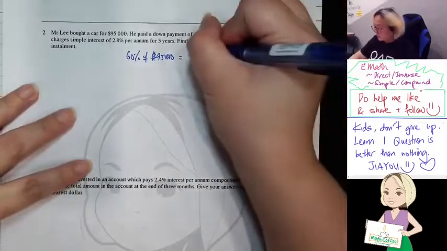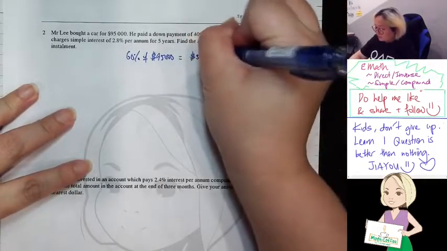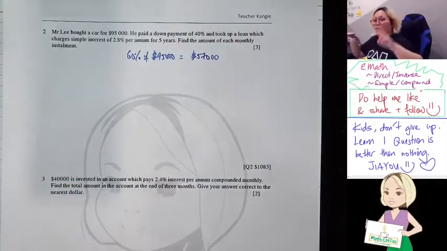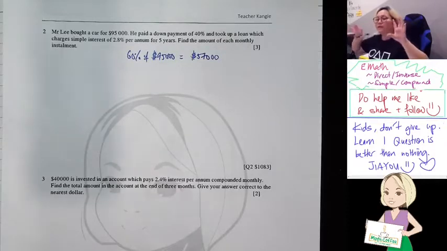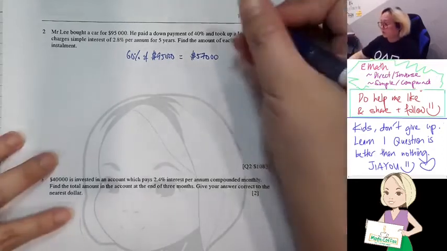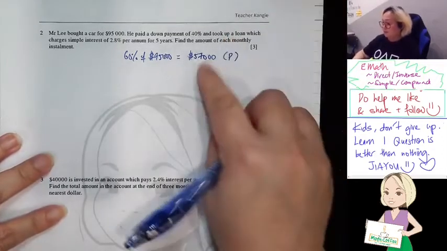That will give us 57,000. So this 57,000 is what he wants to borrow. This is the amount they base on to calculate the interest, so this becomes the principal amount. Take note that it is not 95%, because he only borrows 57,000. So this becomes the principal amount.